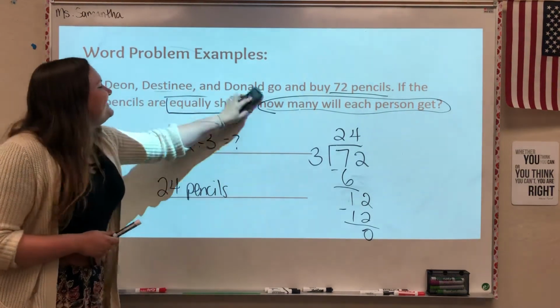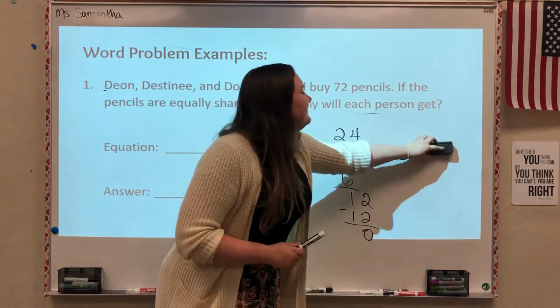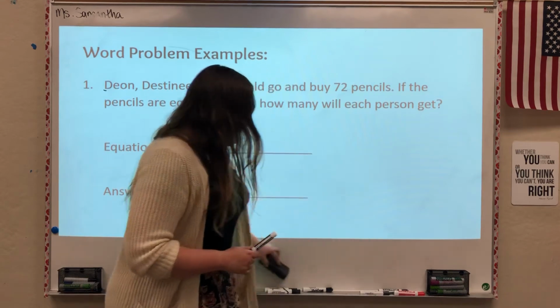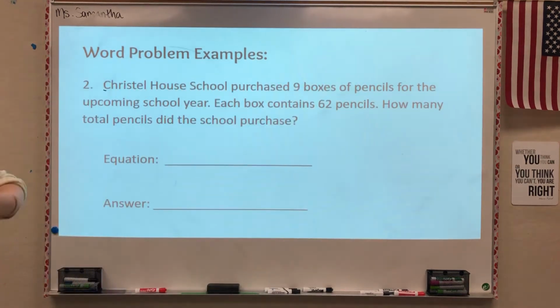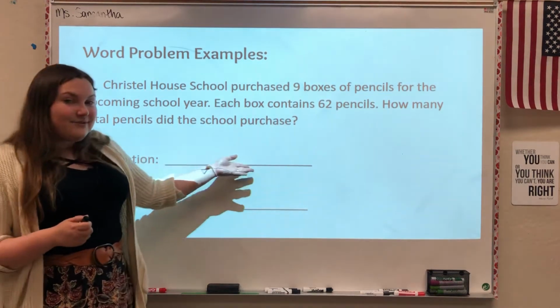Moving on, the second example is going to say, Crystal House Schools purchased 9 boxes of pencil for the upcoming school year. Each box contains 62 pencils. How many total pencils did the school purchase? I'm going to go ahead and let you try to write an equation first.